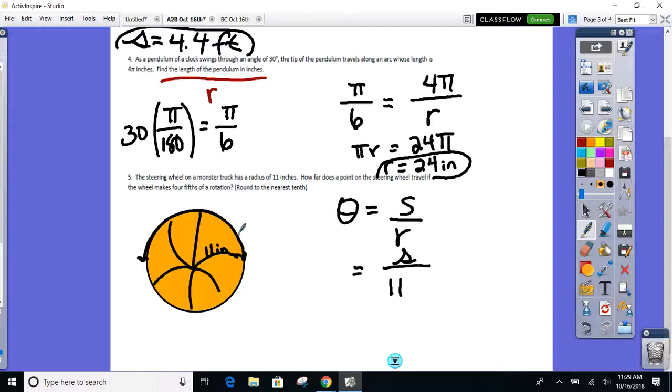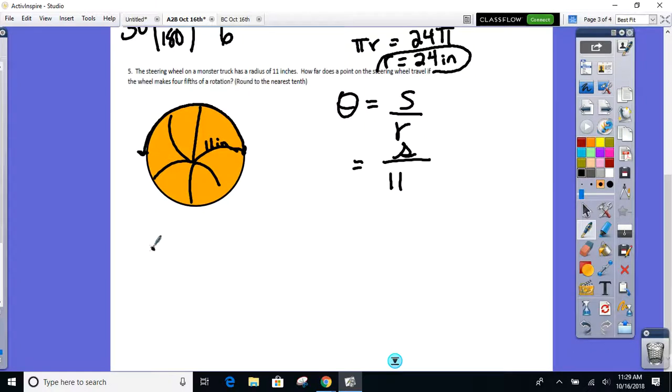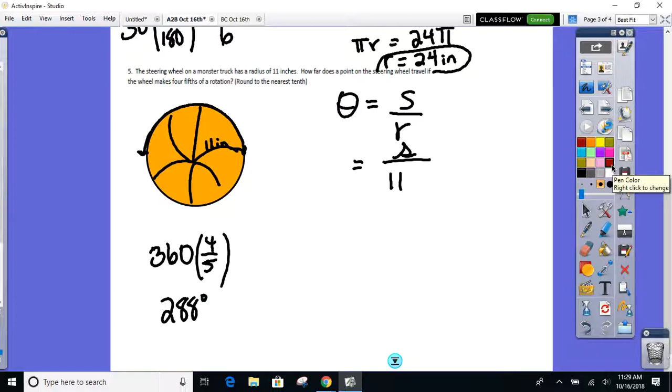4/5 of a rotation. What would a full rotation be? 360, right? So what's 4/5 then? 360 times 4/5. That's 288. Is that what I want to put in for theta? No, why not? You're better than that. It needs to be radians, so multiply it by pi over 180, reduce.